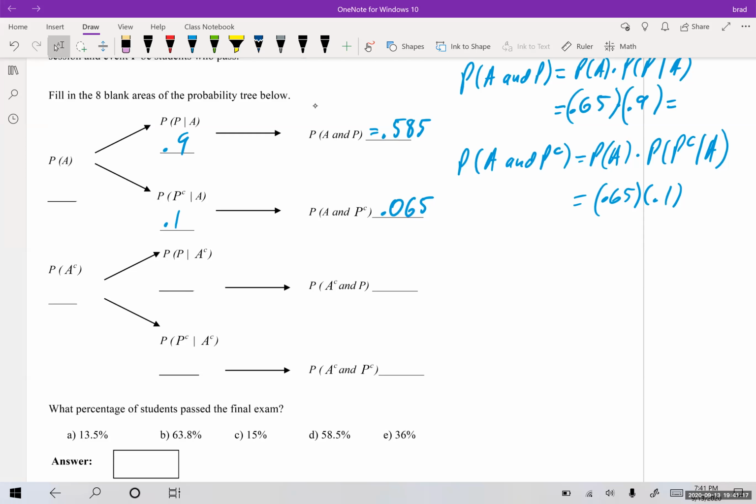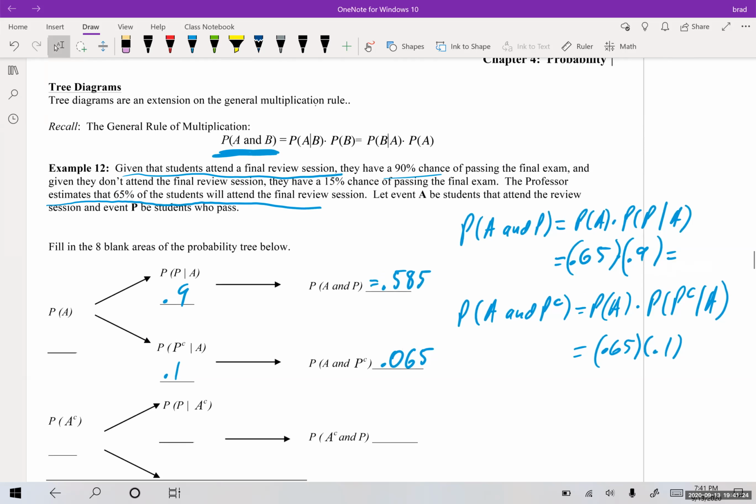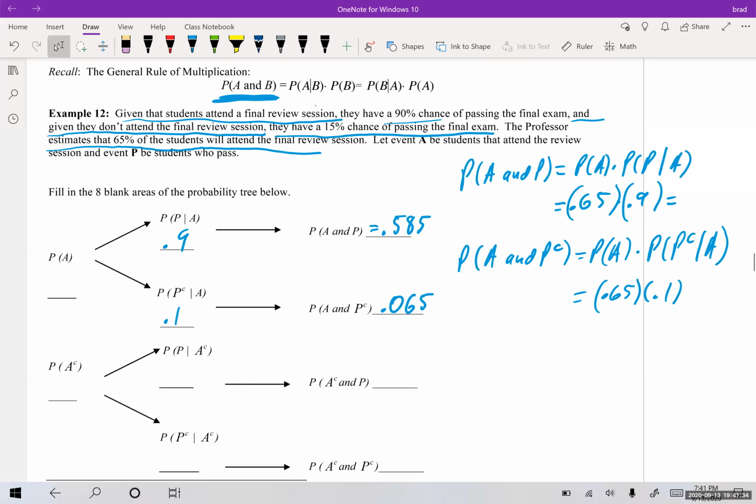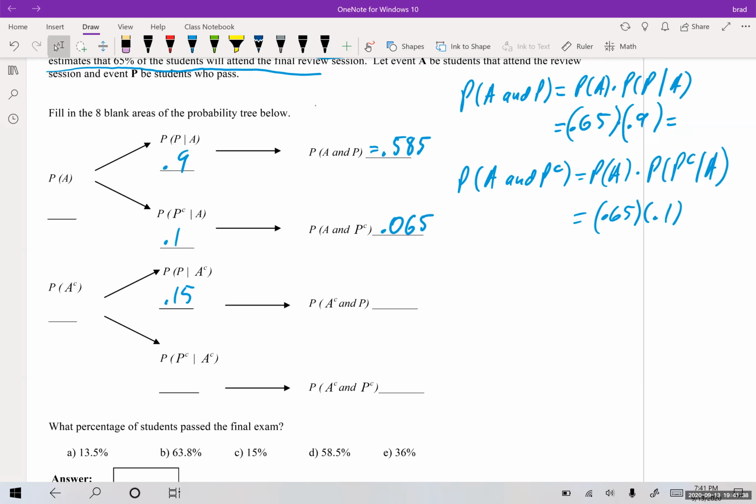So now let's see if we can do this one quicker now that we kind of know what's going on. So the probability of passing, given that you did not attend, okay? Well, it says right here, given they don't attend the final review session, they have a 15% chance of passing. So I'm going to go right here and put 0.15. Well, then what's the probability of not passing given that you did not attend? That's going to be 0.85, right? That's the complement, the leftovers of 0.15.